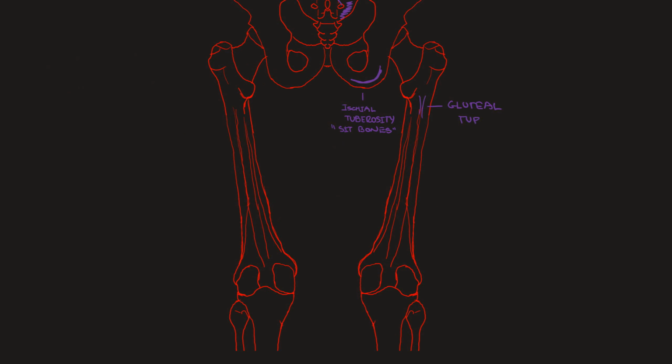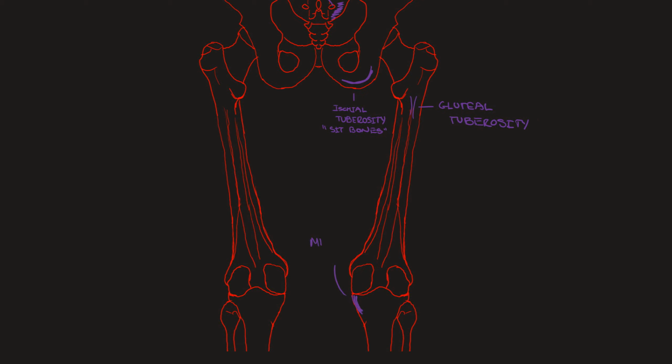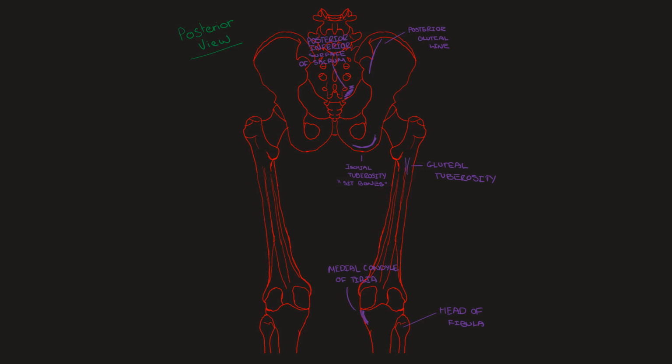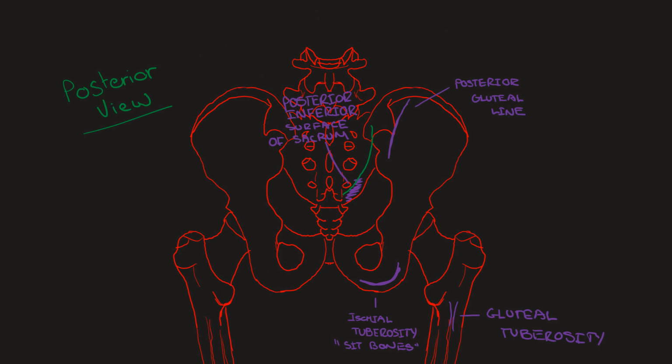Then if we move down to the femur, we have the gluteal tuberosity. Then we have the medial condyle of the tibia. And finally, the head of the fibula. There's also one more thing I'd like to go over, and that's a static stabilizer called the sacrotuberous ligament. And that is very important when we come across the gluteus maximus, which is the next muscle.